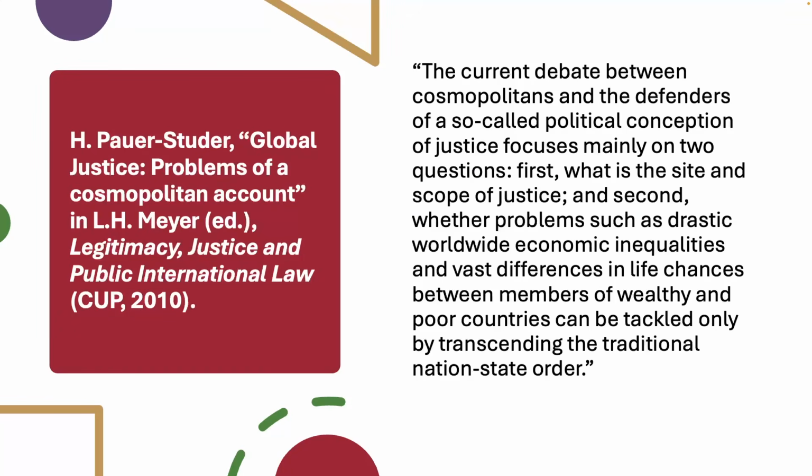Fundamentally here then, the current debate between cosmopolitans and the defenders of the so-called political conceptions of justice focuses mainly on two questions. First, what is the site and scope of justice? And second, whether problems such as drastic worldwide economic inequalities and vast differences in life chances between members of wealthy and poor countries can be tackled only by transcending the traditional nation-state border. It is the cosmopolitan and the statist positions that represent the two dominant theoretical standpoints when we think about global justice, when we think about the debate on global distributive justice. The statists take a very state approach, as you can probably imagine. They take the view that the primary unit of equal moral concern is the state. And of course, the cosmopolitan takes the view that the person, the individual, is a better presentation of this.